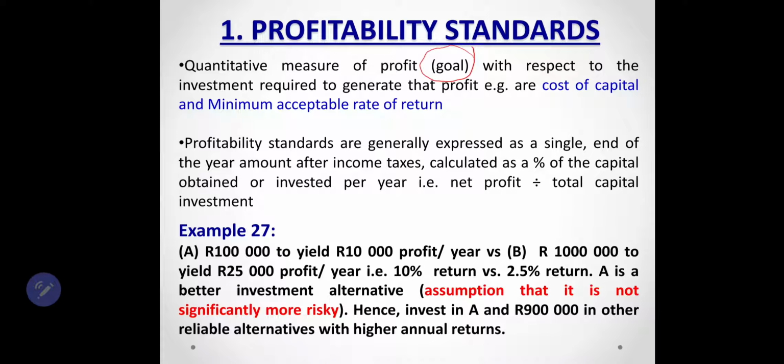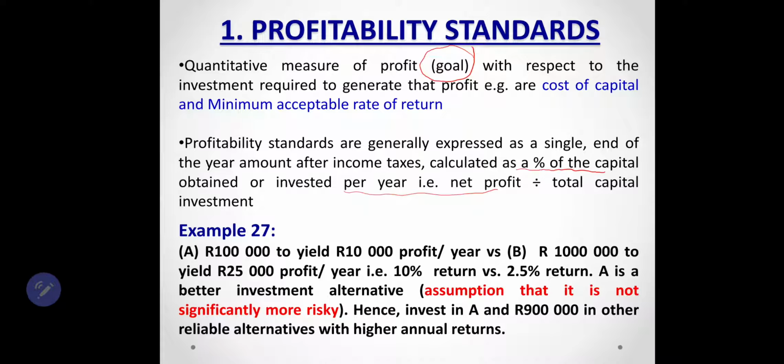Oftentimes when you have options, your target is to go above or beyond what the goal is. Anything below that is saying the investment is not worth pursuing. So it's essential to always go above that. Oftentimes these profitability standards are expressed in percentages, and the essence is that it's not just about making profit, but it's about efficiency.